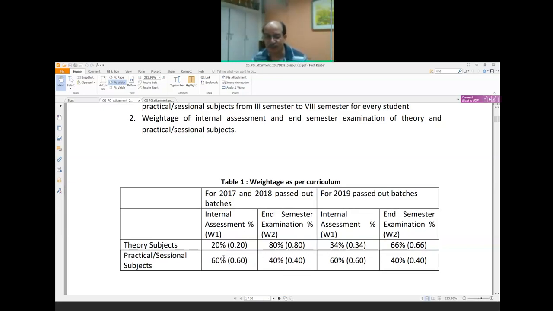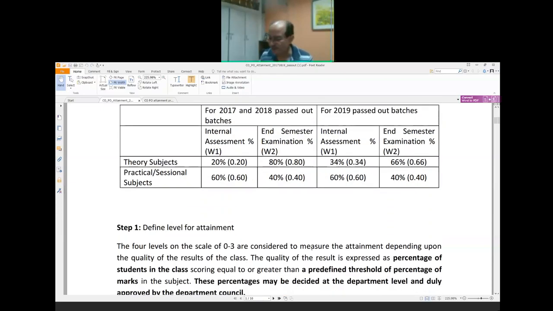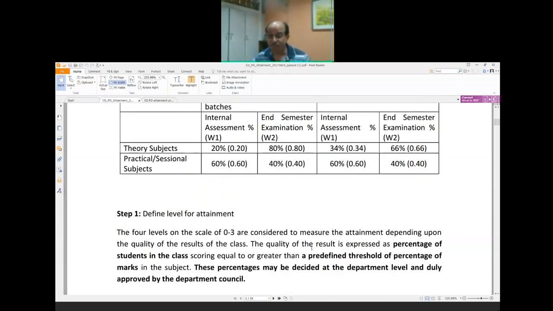It means students or the faculty were satisfied with this particular weightage for the practicals, but not with the weightage given for the theory evaluation. So this is what every institute has to define: how exactly they are going to evaluate their students, because your attainment depends upon this particular part.